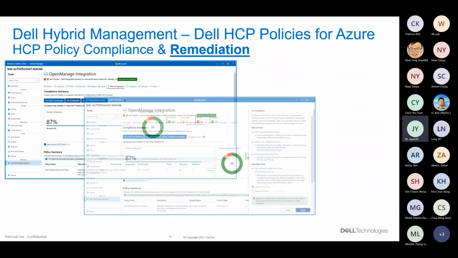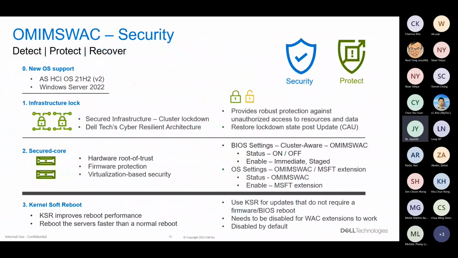Okay. So moving on, this is a security feature which we have brought in with 21H2. The infrastructure lock is something that we're going to build in. VBS, which is called virtualization based security, was introduced. Secure core was introduced in 21H2. Kernel soft reboot is something that was introduced. Kernel soft reboot is basically, if you see 21H2 and initiate a reboot of that operating system, it operates almost 10 times faster than 20H2 would reboot.